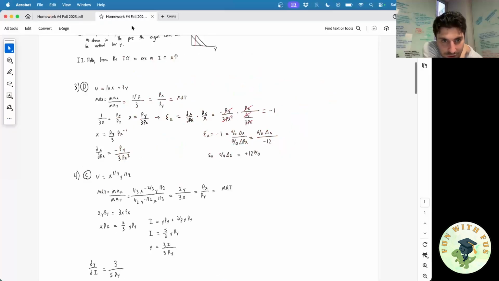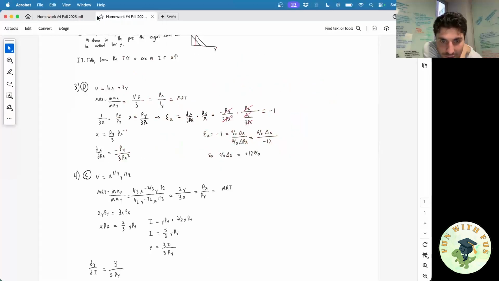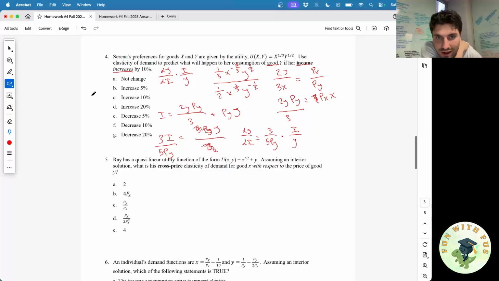So let's go consult the answer key and see where I might have gone wrong. So 3i 5py is definitely good. And then what did they do? Whoa, holy moly. Oh, that's why. Yeah, I'm a stinker. I am quite the stinker. Okay, so that's a good tip for you.